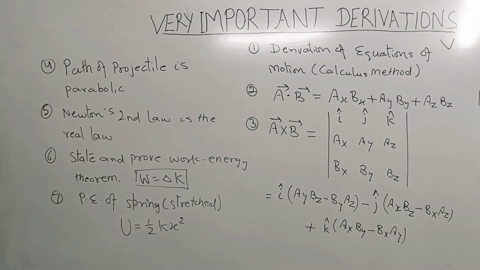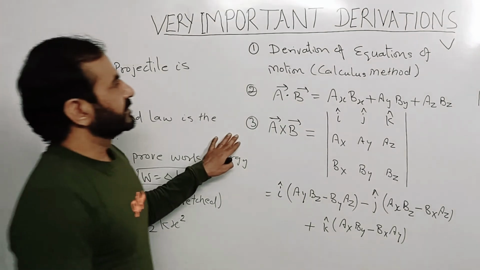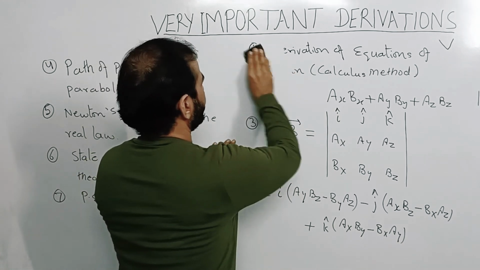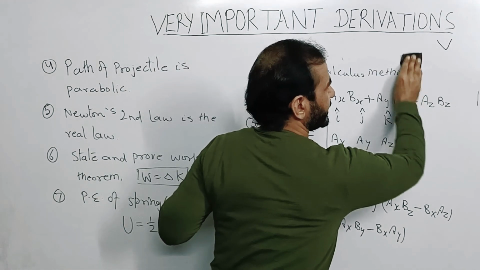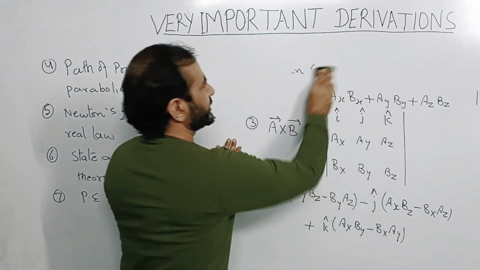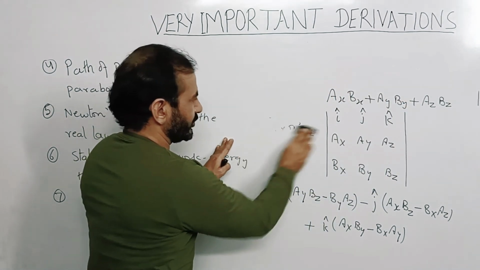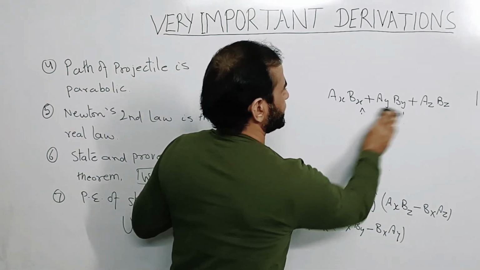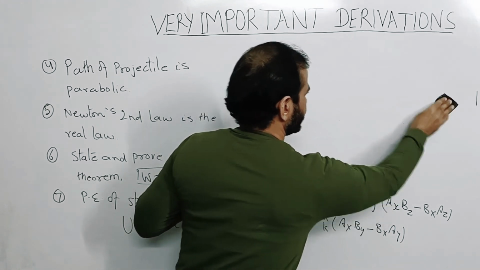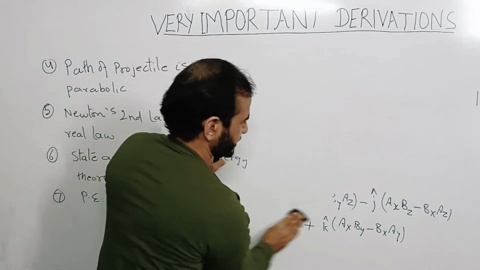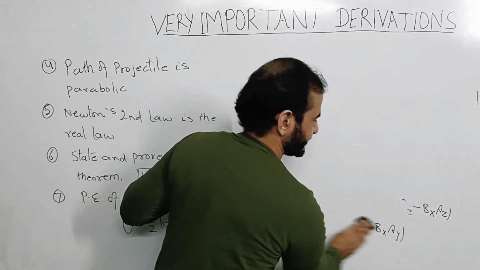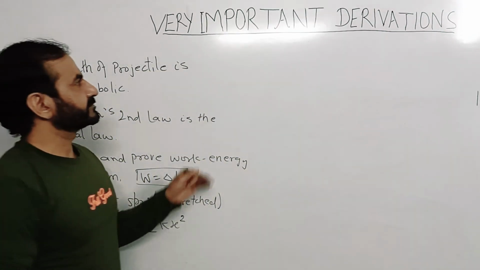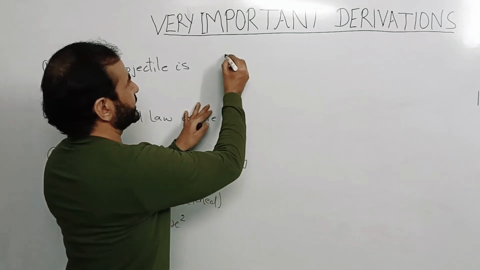One more from this chapter, which is relative velocity of approach equal to relative velocity of separation. If two bodies are moving relative to each other and they collide, then we have to show that relative velocity of approach equals relative velocity of separation. See, this is 7, 8.